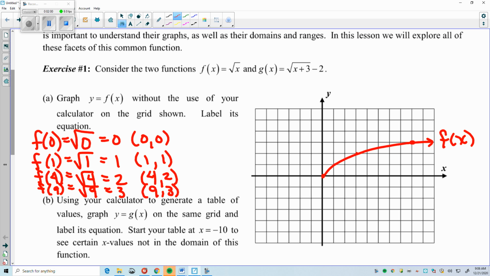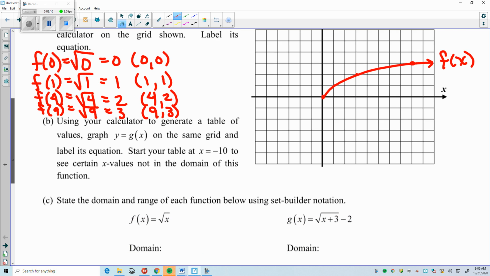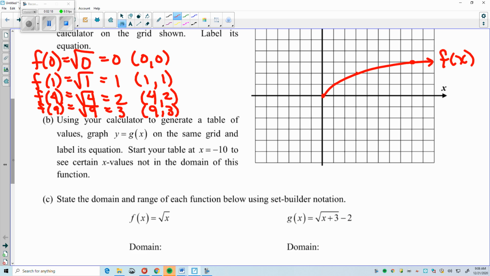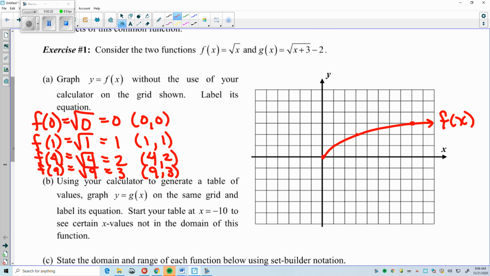Notice I didn't take any negative numbers because if I were to say f of negative 1, that's going to be undefined. So I can't really do too much more with that one. Okay, so using your calculator, we're going to try and generate a table of values on the same grid and label its equation. Now, here's what I'm actually going to say. Before we do the table of values and before we do anything like that, let's go back to our previous unit and think, what is this graph asking us to do in terms of transformations?